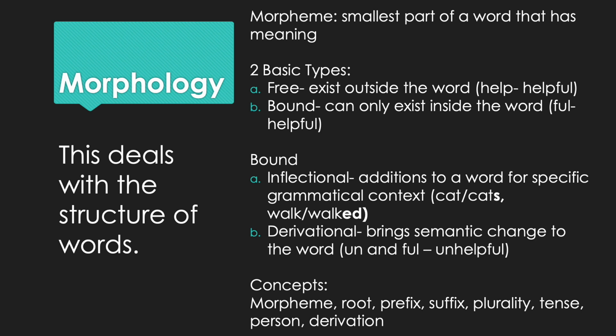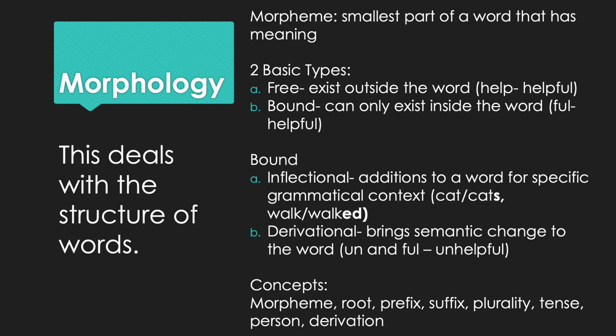Morphology. A morpheme is the smallest part of a word recognized as having meaning. Morphology deals with the structure of words. There are two basic types of morphemes, free and bound. A free morpheme can exist outside the word, as a word in its own right, so that help in the word unhelpful is a free morpheme.